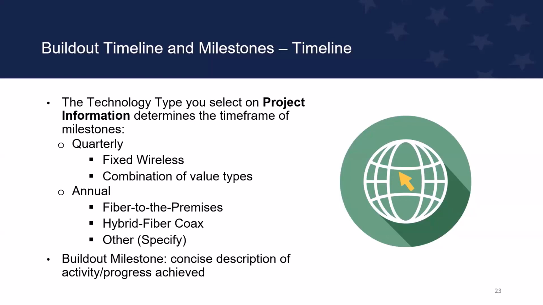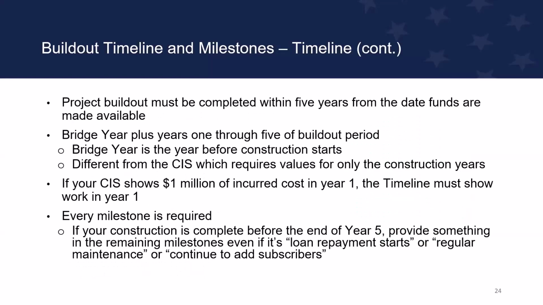You want to be concise and precise in the description of the activity and what progress you hope to achieve within that milestone period. Next slide. So the timeline is based on a 5-year project build out. It's based on 5 years from the date funds are made available, and that includes the bridge year plus years 1 through 5 of the build out period. The bridge year is the year before construction starts.